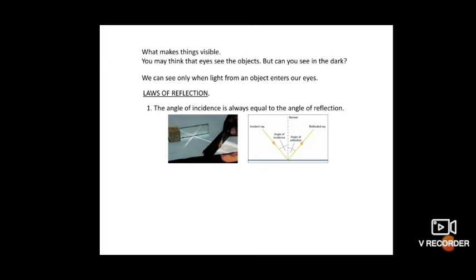This is the law of reflection. Okay. I hope we all understand. So the second law of reflection is the incident ray, the normal at the point of incidence, and the reflected ray all lie in the same plane.